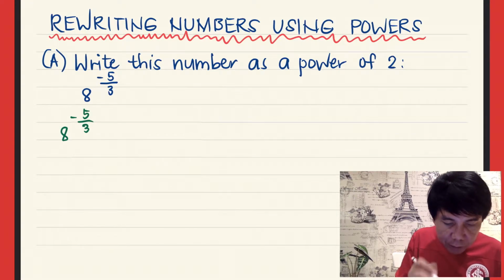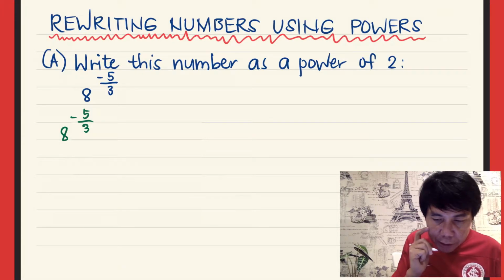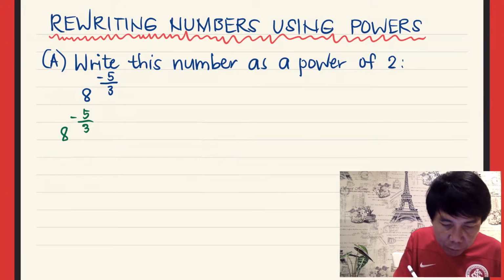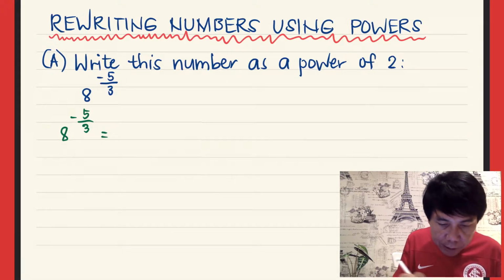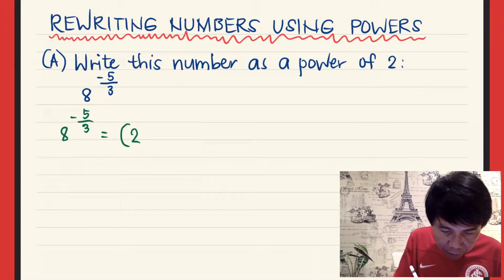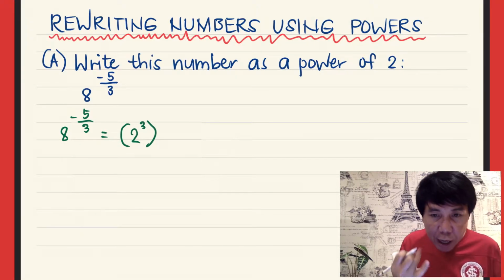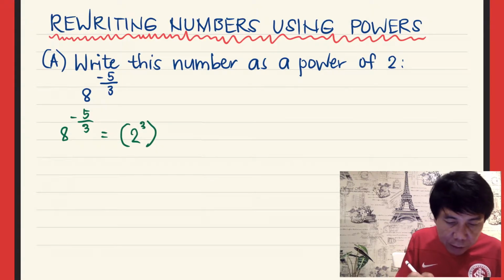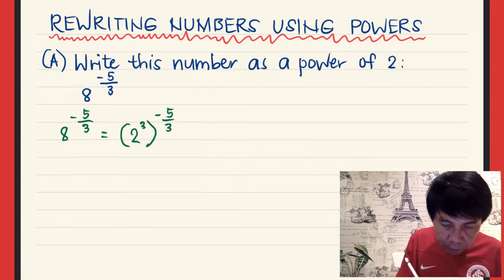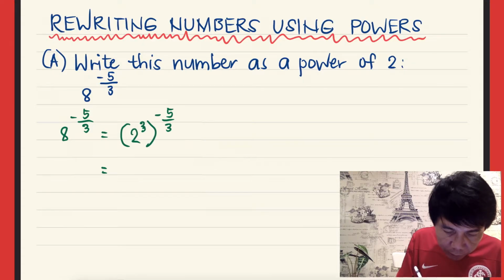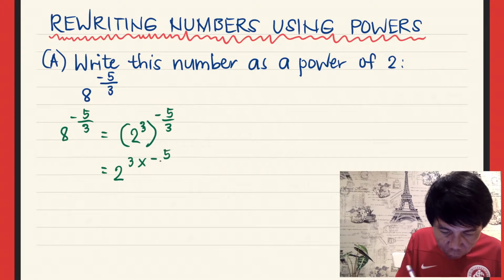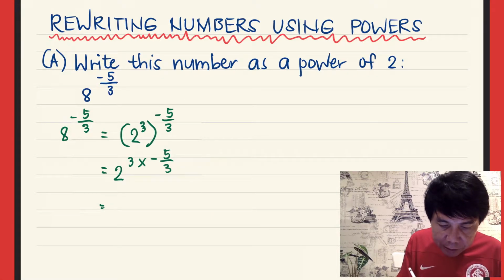over 3. Since our target is to make the base 2, we will have 8 is the same as 2 raised to the power of 3, because 2 times 2 is 4, times 2 is 8, raised to the power of negative 5 over 3. Then we will have 2 raised to the power of 3 times negative 5 over 3. Then we have to multiply 3 times negative 5 over 3.